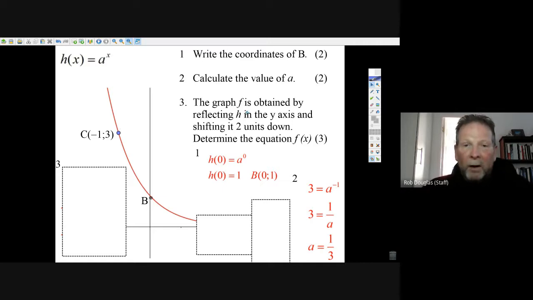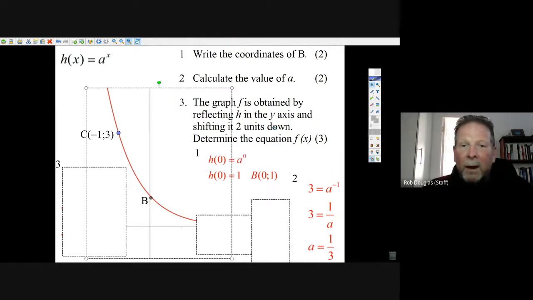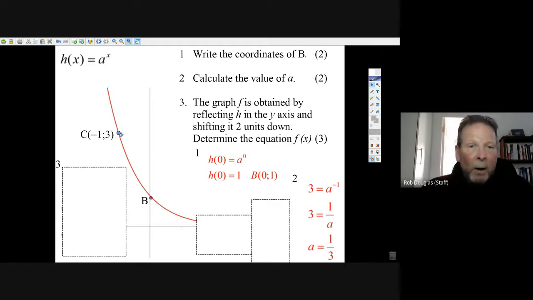Now, the last question says the graph f, a new graph, is formed by reflecting h in the y-axis. Well, this is the y-axis, so it means this thing would flip over here because you would have the same distance on this side. So a point would be, instead of minus 1 and 3, you'd have plus 1 and 3. In fact, reflecting in the y-axis, you have to know, you just take the x values and make them negative.